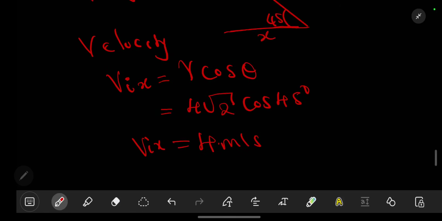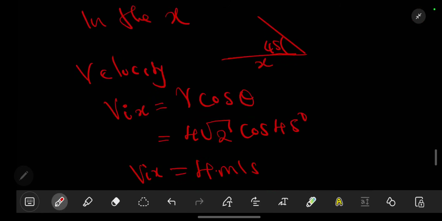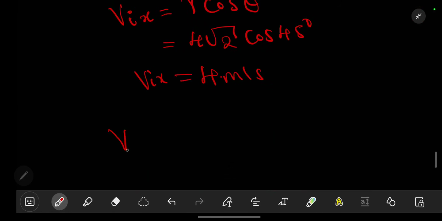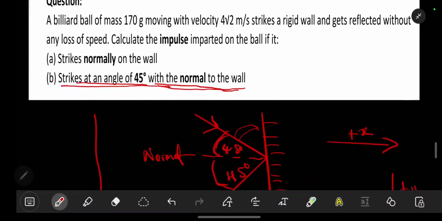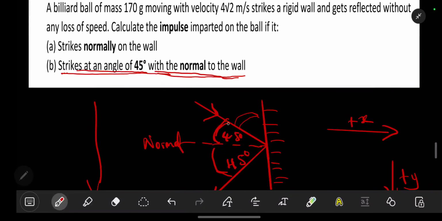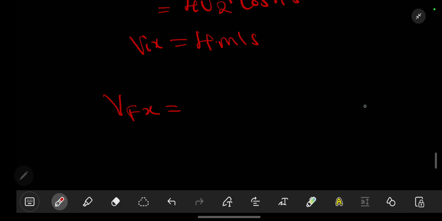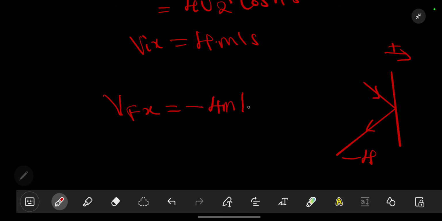So now remember, the velocity final of x will be equal to... remember it strikes here, let me just redraw it. So it's like this, it goes like that, so it is moving in this direction, it's positive. So going back in the other direction, we are told that it moves with the same velocity, so it will just be the same, but it will attract a negative because it is moving in the opposite direction. So it will be negative 4 meters per second.